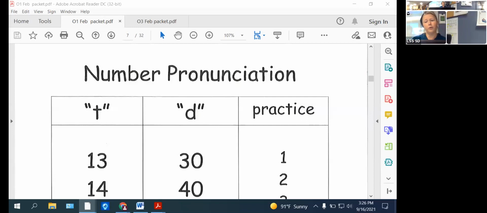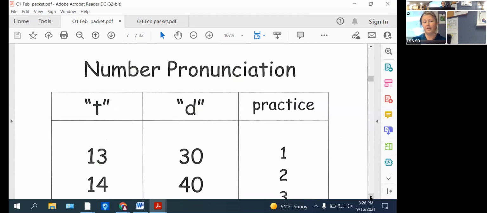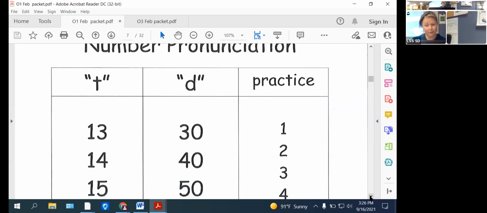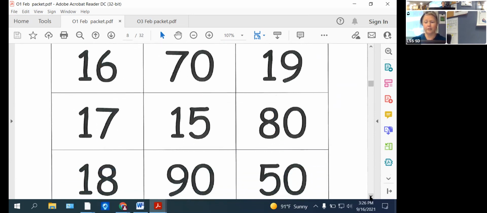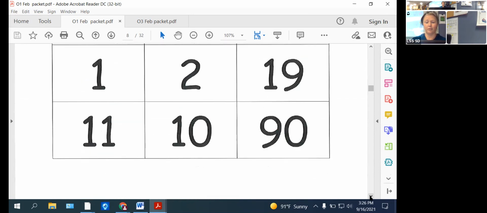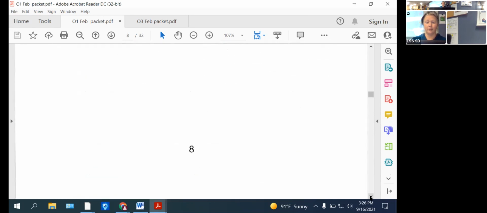To start out with, we worked on number pronunciation and counting because basic oral 1 students may not be able to even say their numbers yet. Sorry, I should have gone through some of these first.